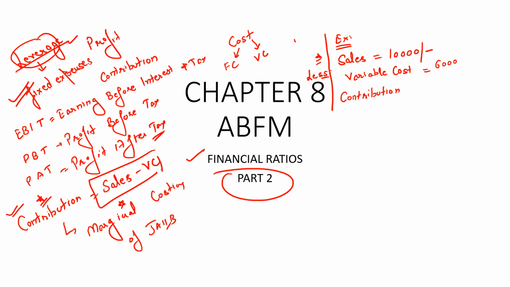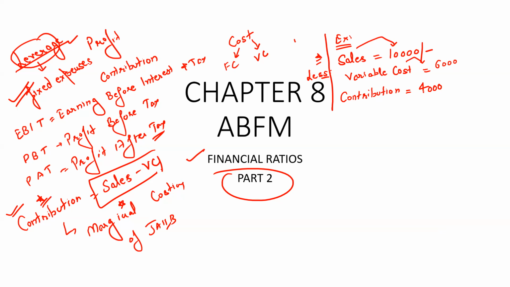So up to this point, if the sales are 10,000 and the variable cost is 6,000, what is the contribution? Contribution is sales minus variable cost, which comes out to be 4,000 here.